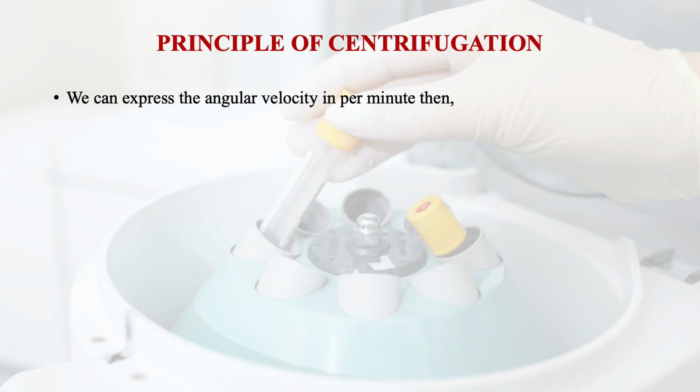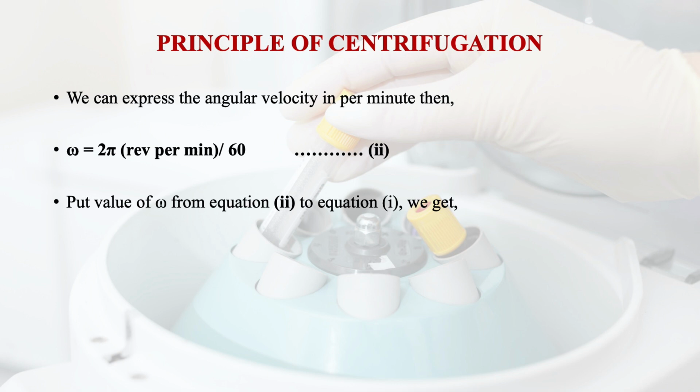Now we can express the angular velocity per second: omega is equal to 2 pi times revolutions per minute divided by 60. This is equation 2. Putting the value of omega from equation 2 into equation 1, we get G equals 4 pi square r times revolutions per minute square upon 3600. This is 3600 because 1 minute is equal to 60 seconds, so multiplying 60 twice, we get 3600 in equation 3.